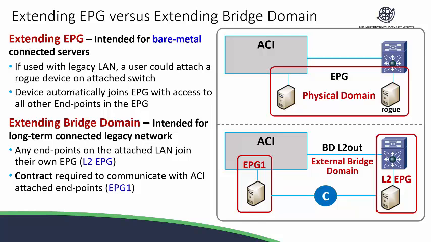Extending the bridge domain is intended for a long-term connected legacy network. So in network-centric mode, if you're migrating a layer 2 domain, this is exactly how you're going to do it. Any endpoints on the attached LAN join their own EPG, and the contract is required for ACI.